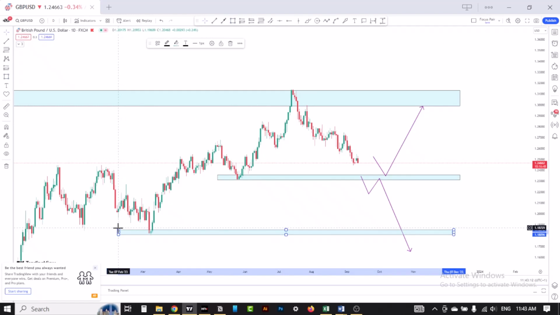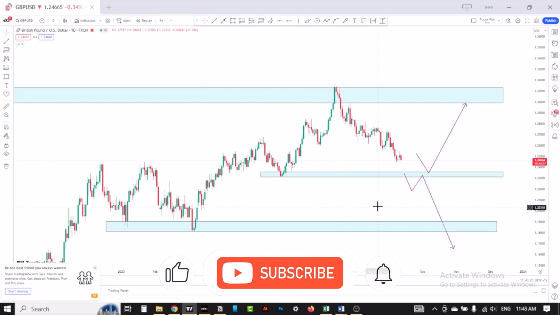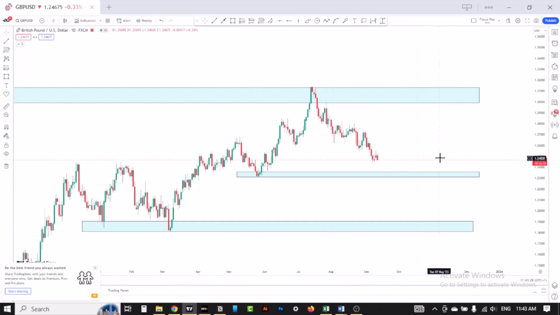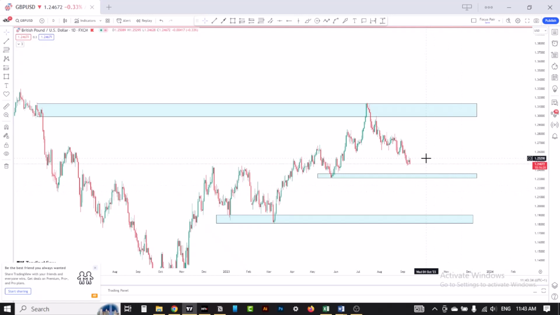This is how I map out my structural levels on my daily time frame, for me to know how I'm going to go into the trade on my lower time frames. So this is currently what I have here on the daily time frame on GBP USD, and I'll be expecting price to drop. So how will I enter this?